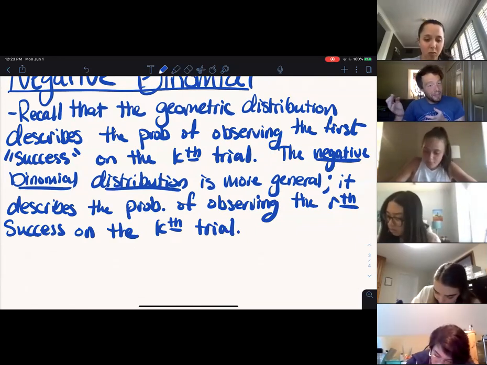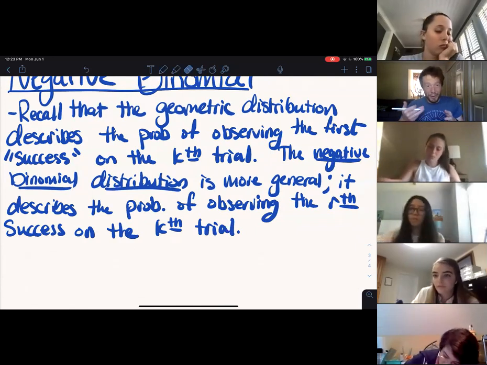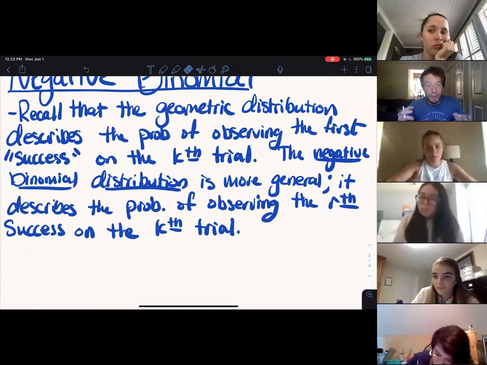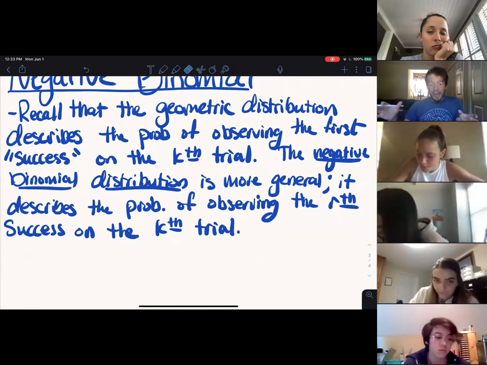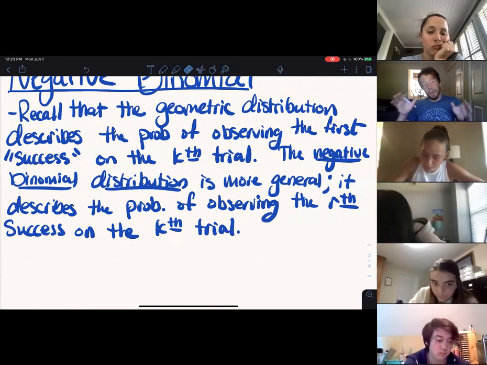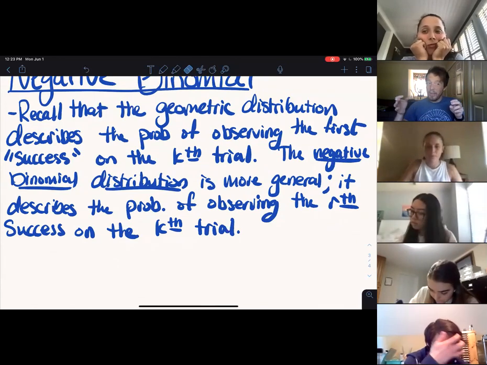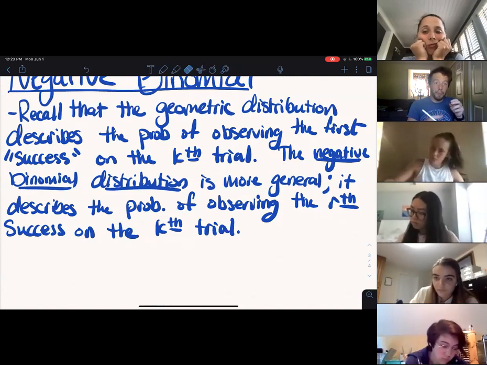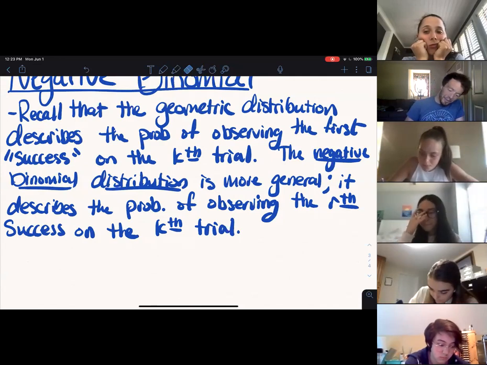An example of a geometric is if I were to flip a coin until I got heads, right? What is the probability it takes me 3 flips before I get heads? What is the probability it takes me 4 flips to get heads? The geometric distribution answers these sorts of questions. Now we're saying, well, what if I'm not interested in waiting until I get 1 heads, but I'm interested in how many trials it takes me to get 3 heads? So how many times do I have to flip before I get my 3rd head? The negative binomial distribution can answer questions like that. So let's do an example.